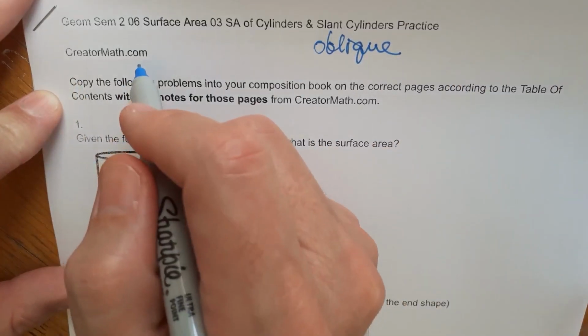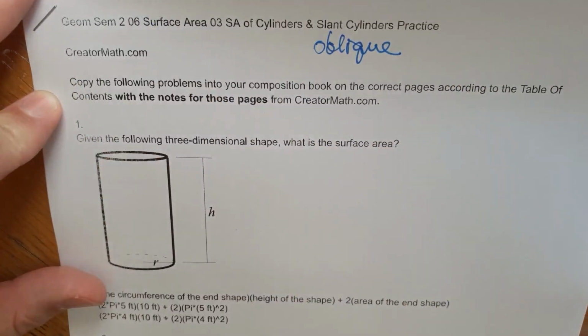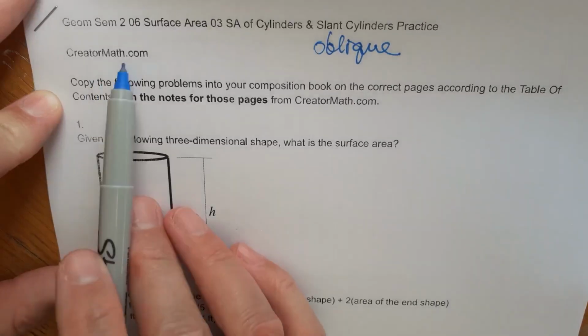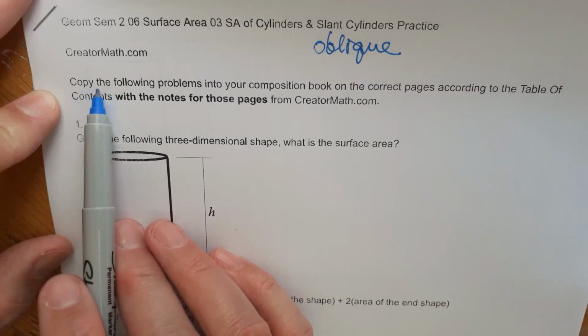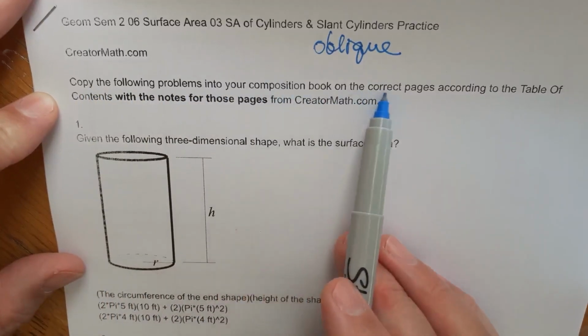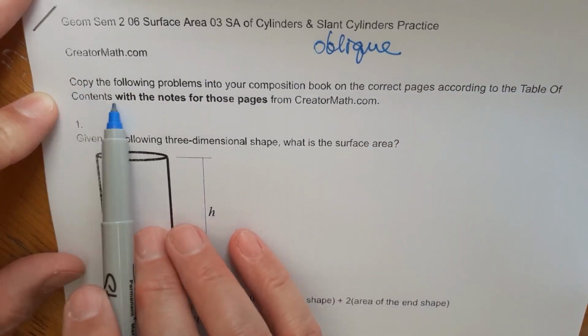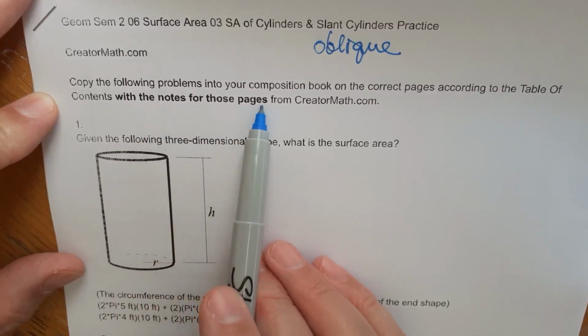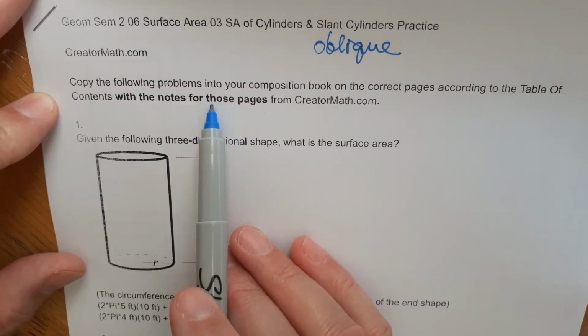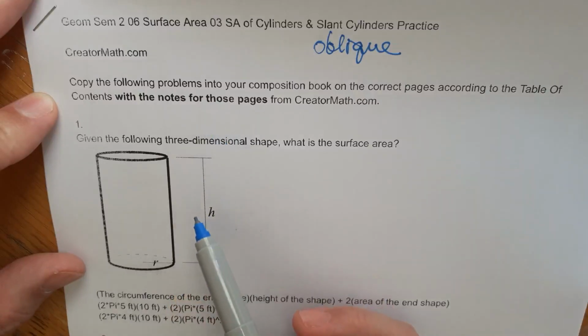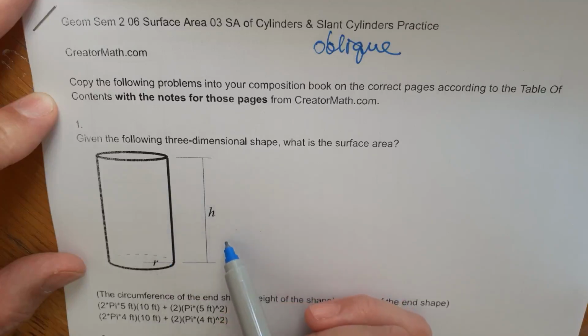Alright, this is from creatormath.com, and it's under the Geometry tab. That's where you're going to go. You might have to put in creatormath.weebly.com. The instructions for students are: copy the following problems into your composition book on the correct pages according to the table of contents, with the notes for those pages from creatormath.com. Remember, the notes are under a separate link there. Just click on it, it says notes, and it'll open up. That goes on the correct page, and then these problems go in with it.